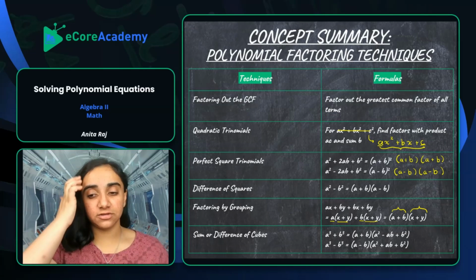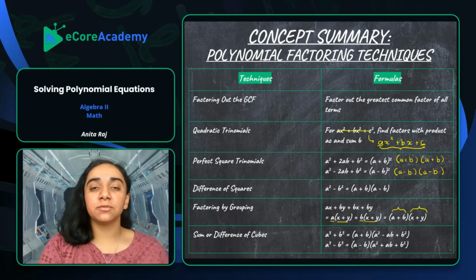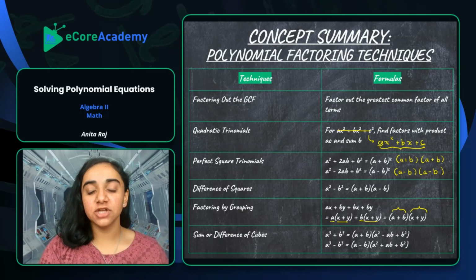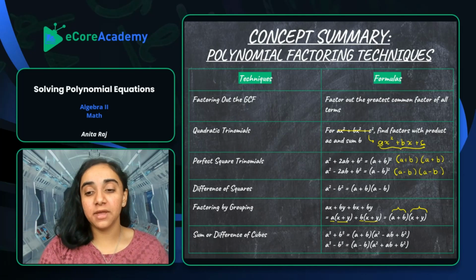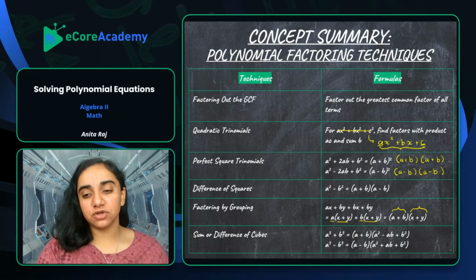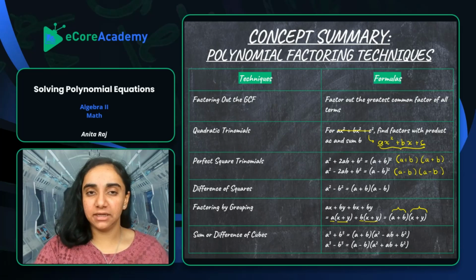Lastly, you got sum or difference of cubes. We already went over this. Similar to difference of squares, except you have both the sum and difference. Whenever you're adding 2 numbers that are perfect cubes together, you can literally rewrite it in factored form as a plus b times a squared minus ab plus b squared. And if you're subtracting them, you can write them as a minus b times a squared plus ab plus b squared. You're just going to have to memorize that.